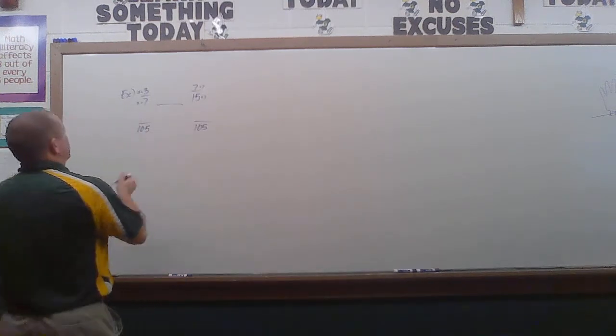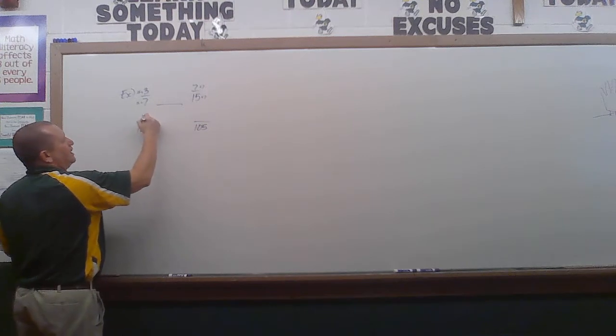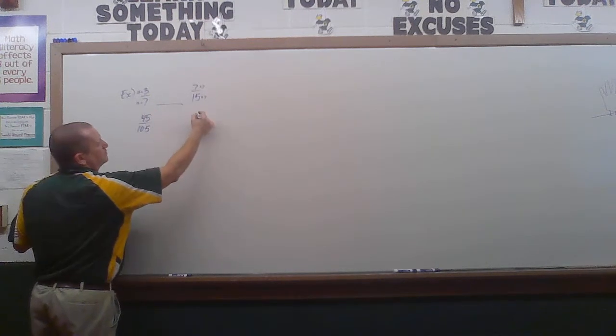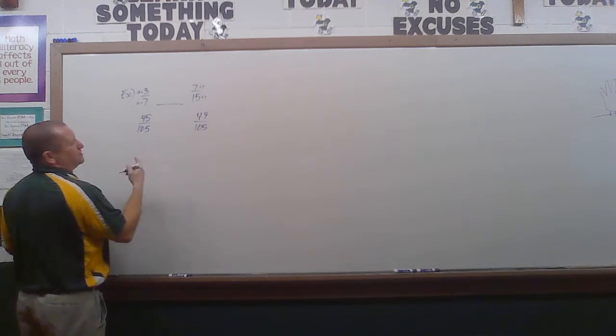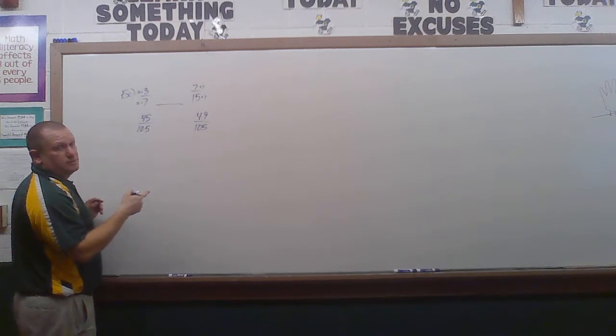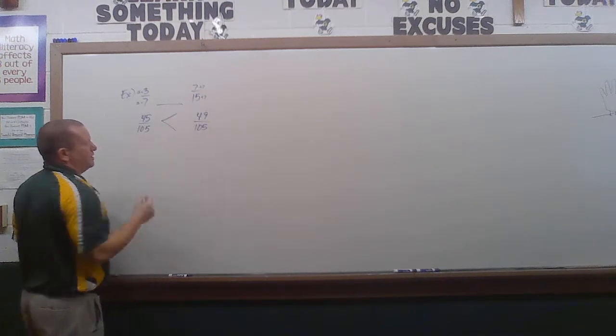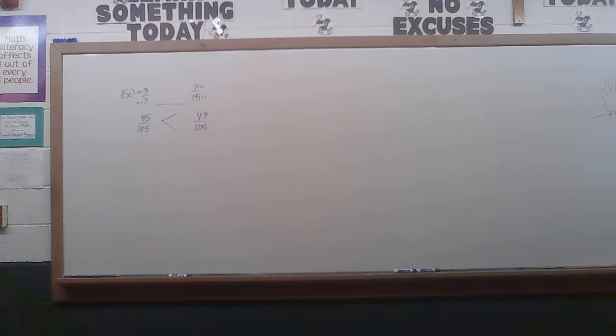So what's 15 times 3? And what's 7 times 7? 49. 49. So does it point towards the little one or point towards the big one? Points towards the little one. So we would have this, right? Everybody good with that? Okay.